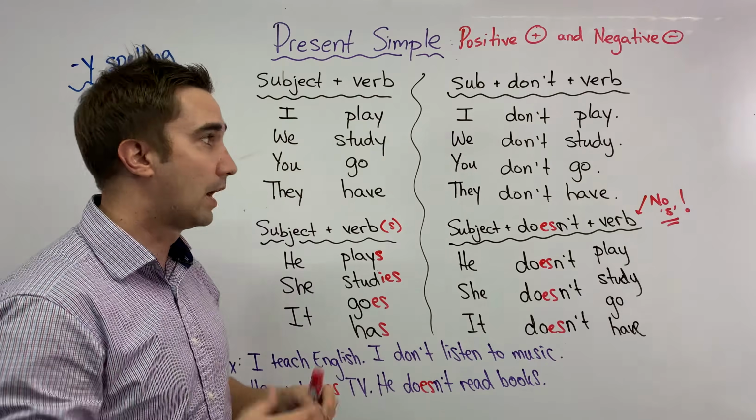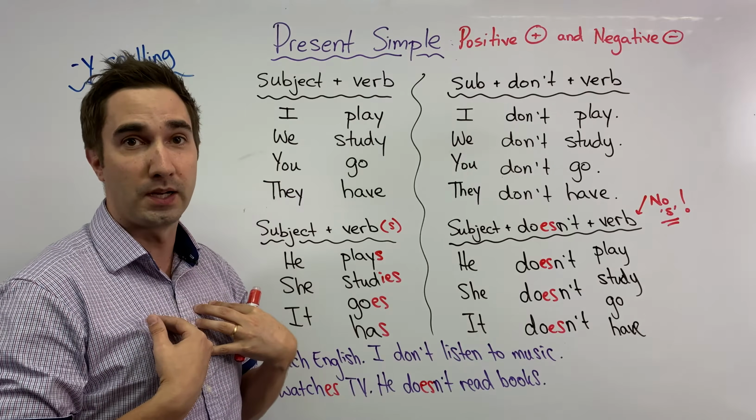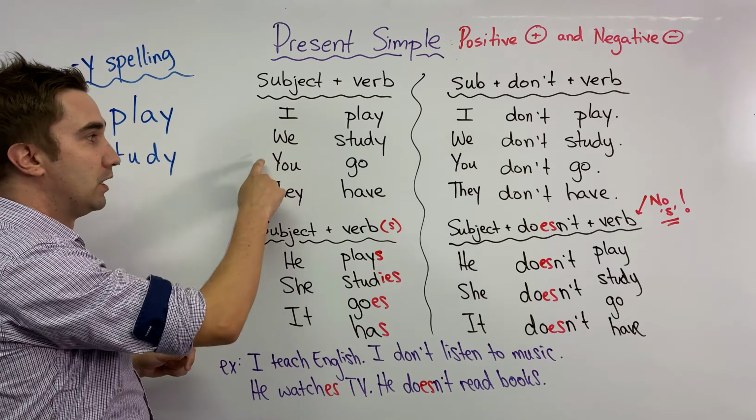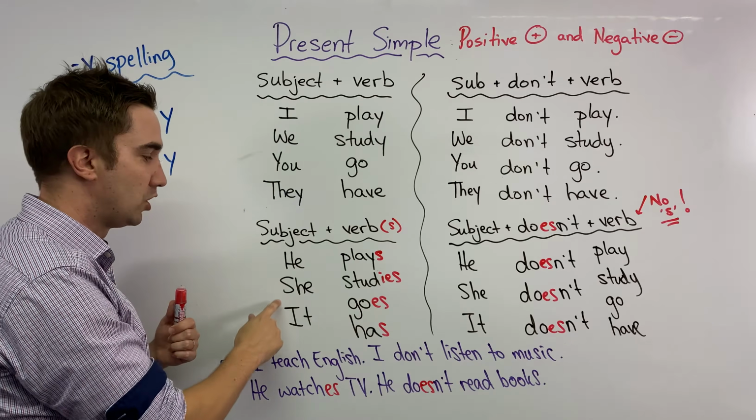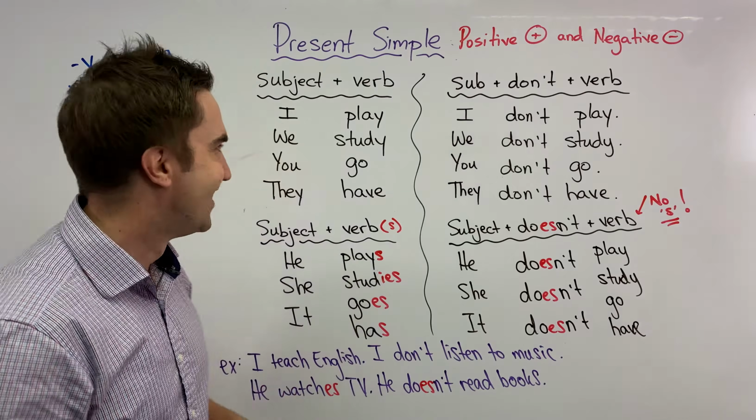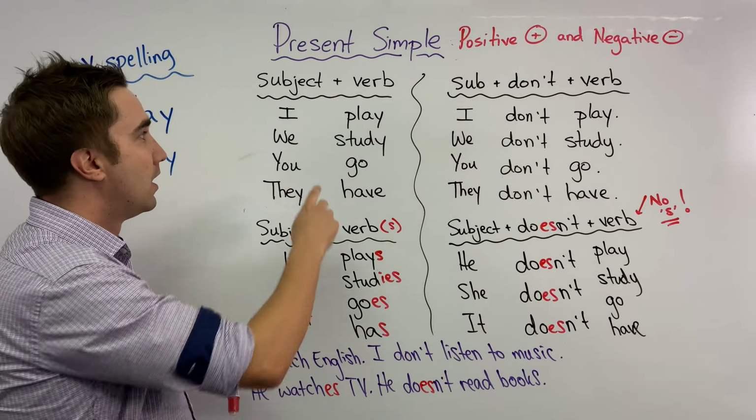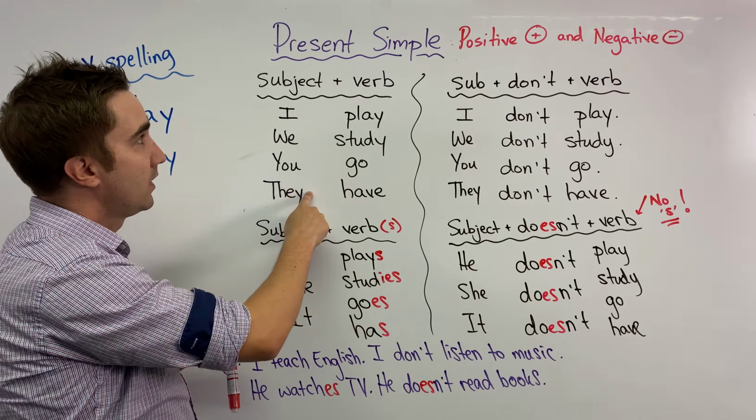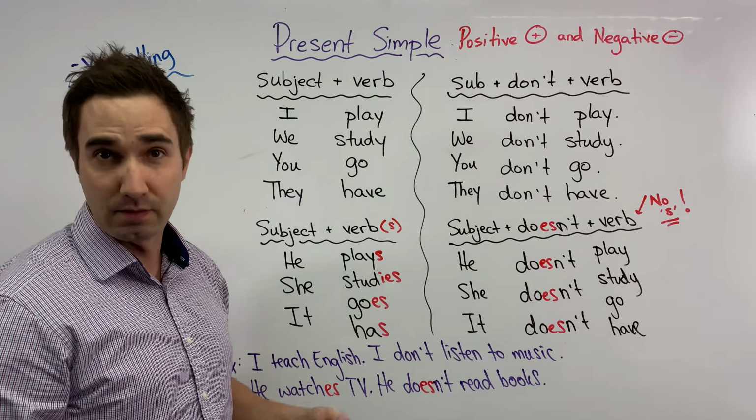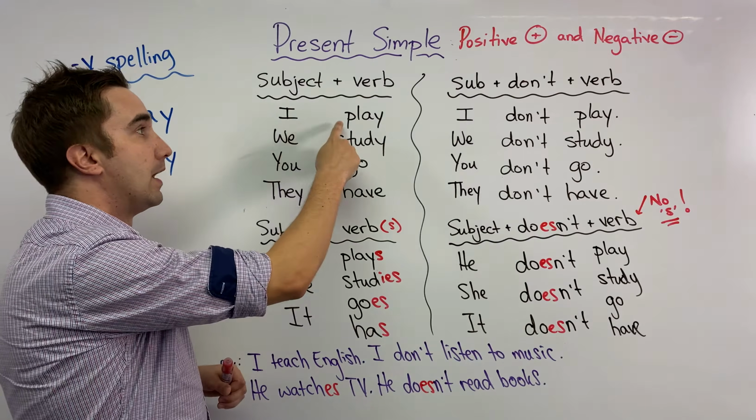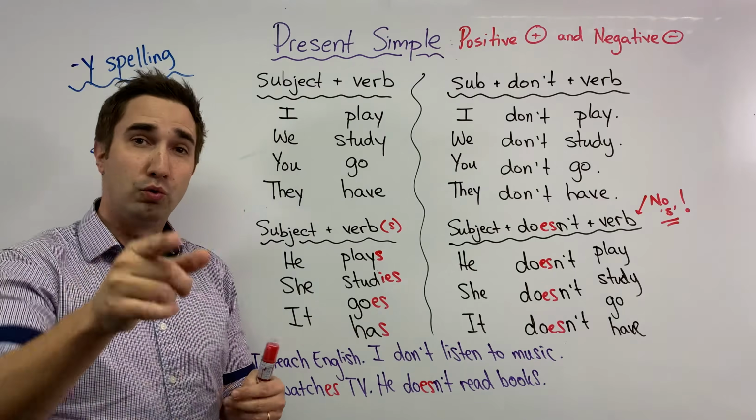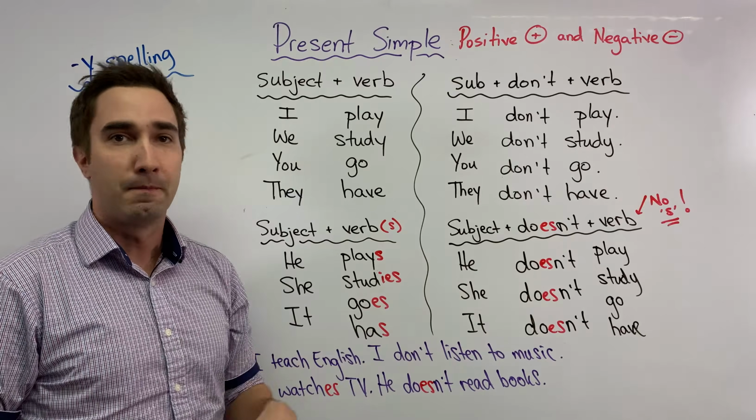All right, so I like to group the subjects into, well, two groups. I, we, you, they, and he, she, it. I think most teachers like to do this. And I do that because I, we, you, they are followed by a verb. We don't use an S, for example. So we would say, I play, or we study, or you go, or they have.